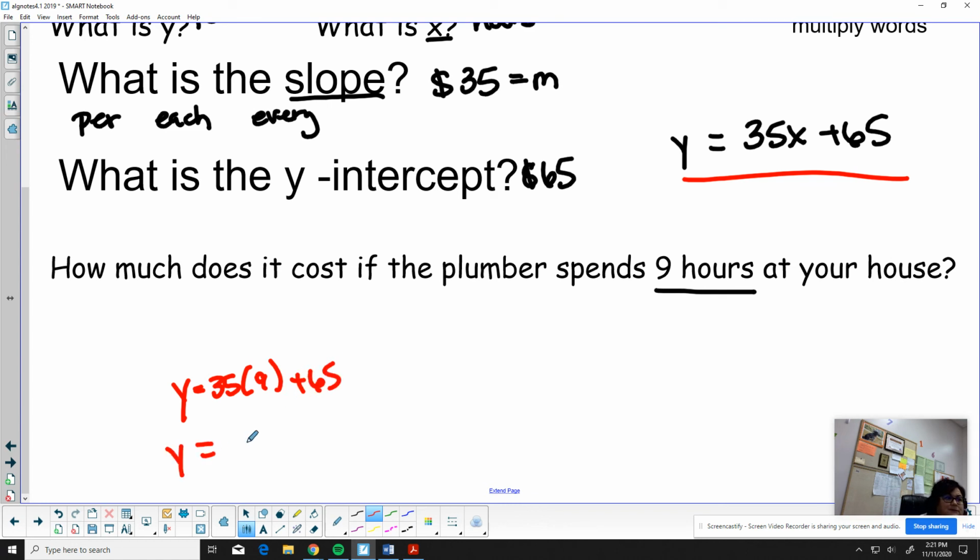So 35 times 9 plus 65. So this I would owe the plumber $380. Okay, so I took that 9 and I put it in place of x because that was hours. Okay, 9 hours goes right there. And then I figure out the math.